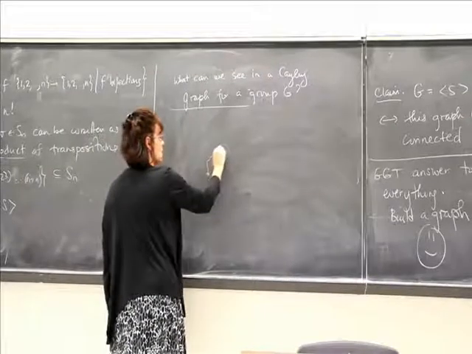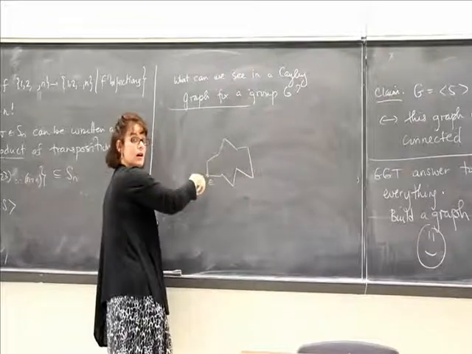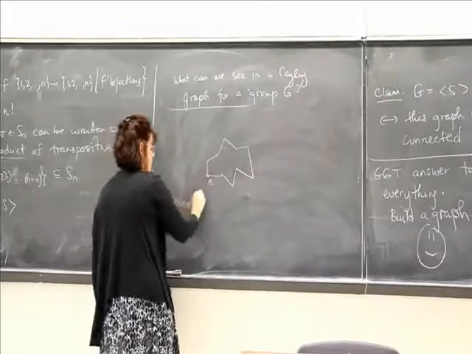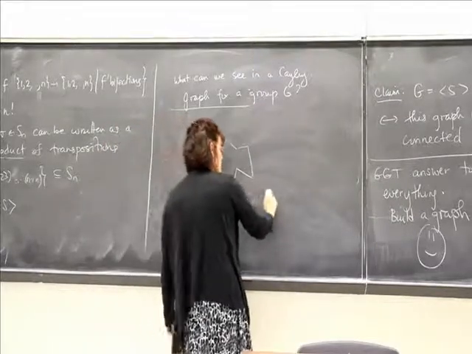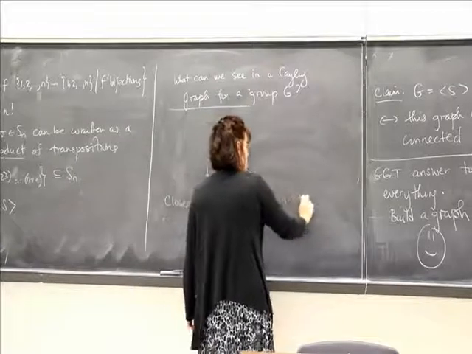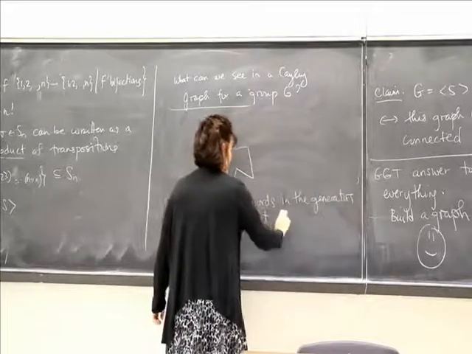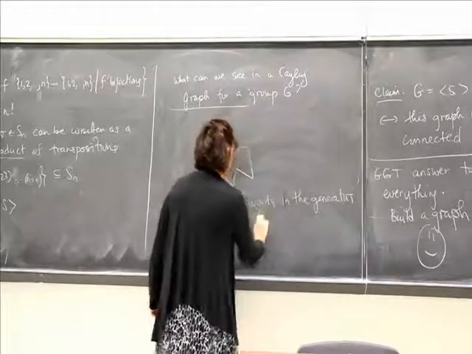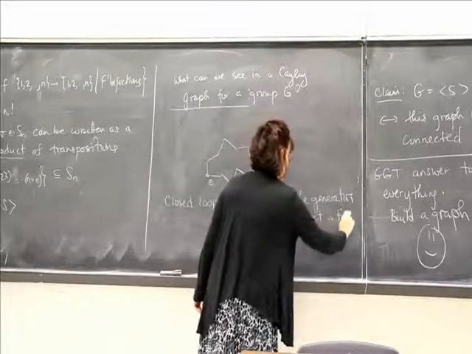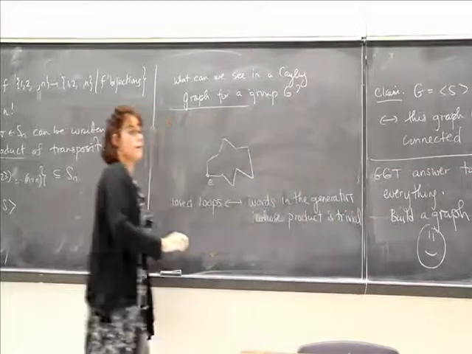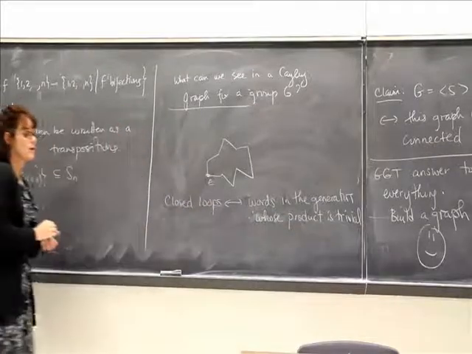And then there's all kinds of other vertices. But I follow along edge paths, and one thing I can see is closed loops in that graph. Closed loops correspond to words in the generators whose product is trivial. All right, so that's one of the things right off the bat you can see from a Cayley graph. If you can draw any part of the Cayley graph, that's one of the things you get for free.